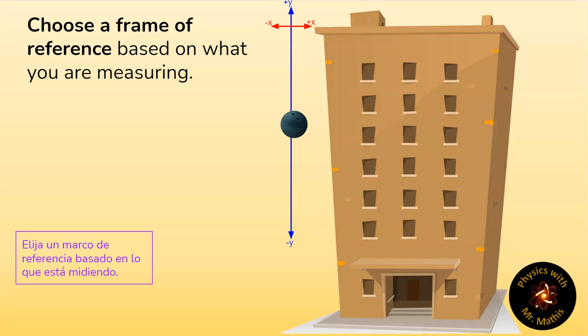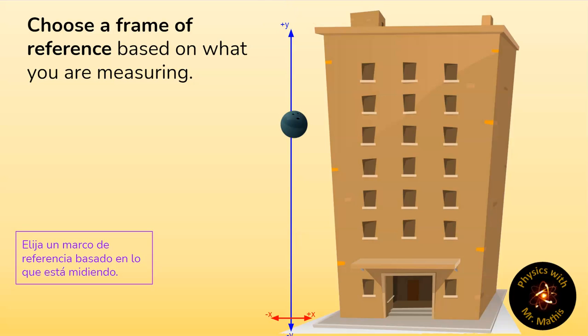When you're doing an experiment, you should choose whichever frame of reference is going to be convenient and is going to make sense based on what you're trying to measure. If you did an experiment where you were dropping a bowling ball off the roof of a building, first of all, don't do that. That's dangerous. But if you needed to do it, you could choose a frame of reference that started from the top of the building. Then as the ball fell, it's moving in the negative y direction, and the numbers would get more and more negative as the ball moved towards the ground.